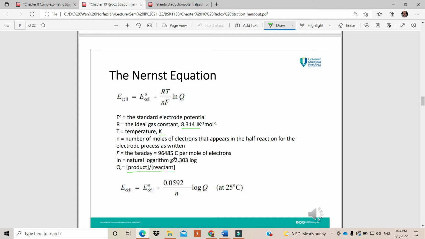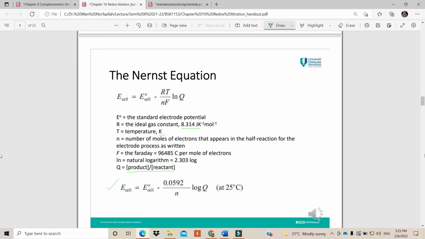Okay. So simplify after kita dah masukkan semua ni, kita dah ada constant kat sini, kita masukkan itulah terus. Okay, so kita simplify, dia akan jadi at last E cell is equal to E not cell minus 0.0592 over N, number of mole of electron, times log Q at 25 degree Celsius ataupun boleh tukar kepada Kelvin. Okay, kita akan dapat ni lah. Ini kita dah masukkan 8.314, temperature 25 degree Celsius, tukar kepada Kelvin, and then Faraday constant kita dah masukkan, kita tukar daripada ln kepada log, okay, 2.303. So kita dapat value yang ni. So ini dah simplified, so usually we are going to use this one straight away. Okay, we assume that the reaction occurs at 25 degree Celsius.